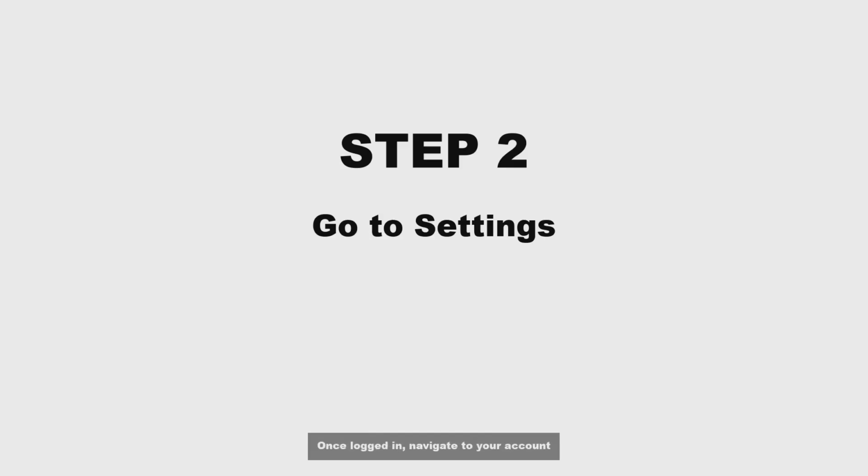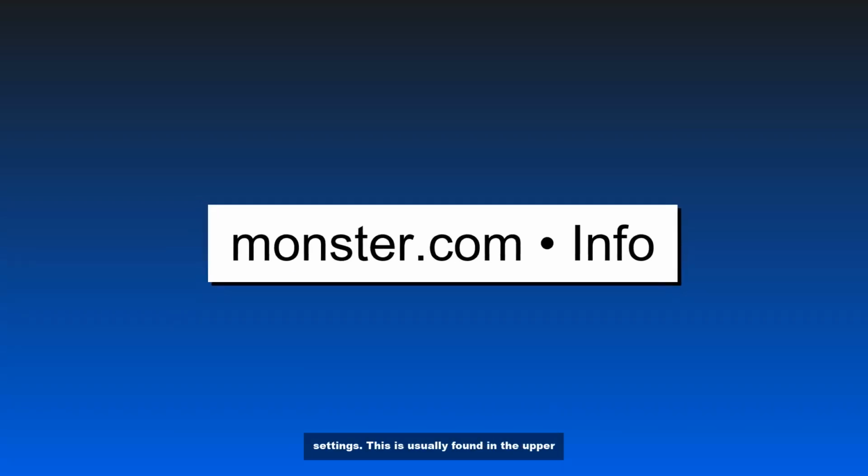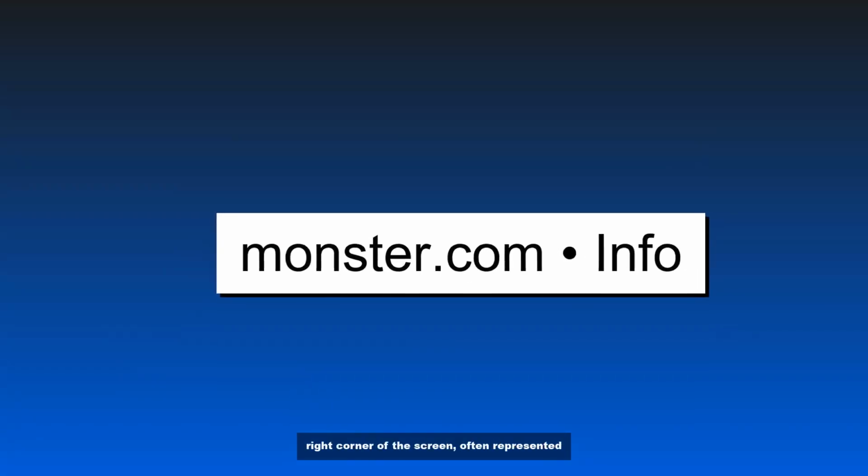Step 2. Go to Settings. Once logged in, navigate to your account settings. This is usually found in the upper right corner of the screen, often represented by a gear or profile icon.